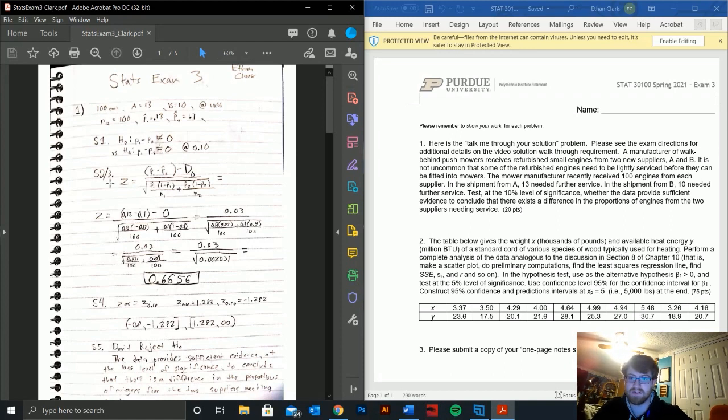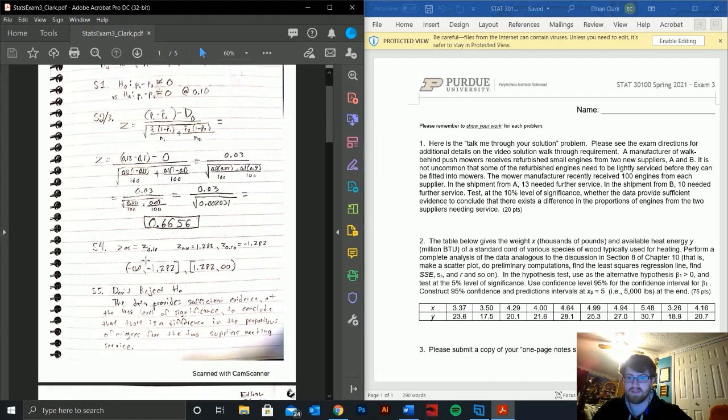So for step 2 and 3, I wrote down this little formula, and then for step 3 I did all the math for it, and I got 0.6656.